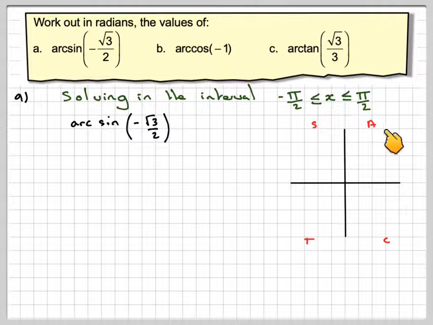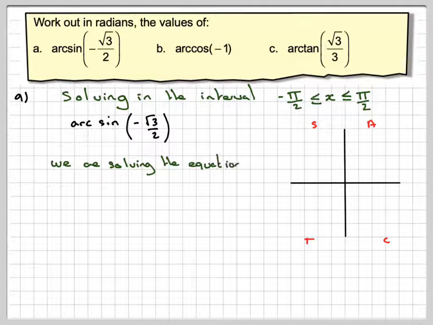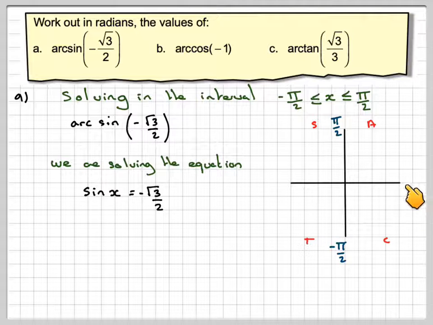So if we draw our quadrant diagram, we're actually solving this equation, sine x is equal to minus root 3 over 2. We start from here, angles that go this way are up to minus pi by 2, angles that go this way up until pi by 2, and we can't solve outside that. Then obviously minus will be in this fourth quadrant here.